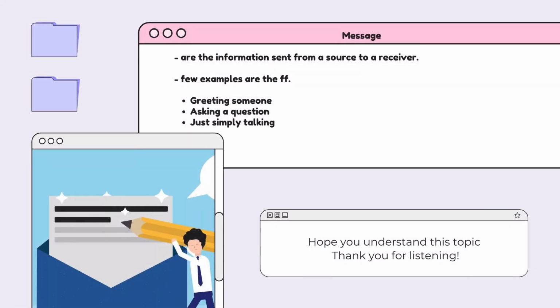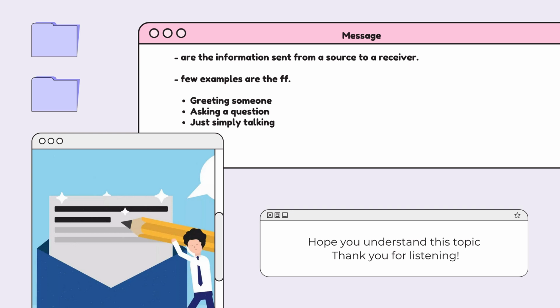So lastly, we will have message. So message are the information sent from a source to a receiver. A few examples are the following: greeting someone, asking a question, or simply just talking with each other. So greeting someone, the message, for example, you said hello or hi, the message there is the greeting that you've used. For example, hello, that is the message.